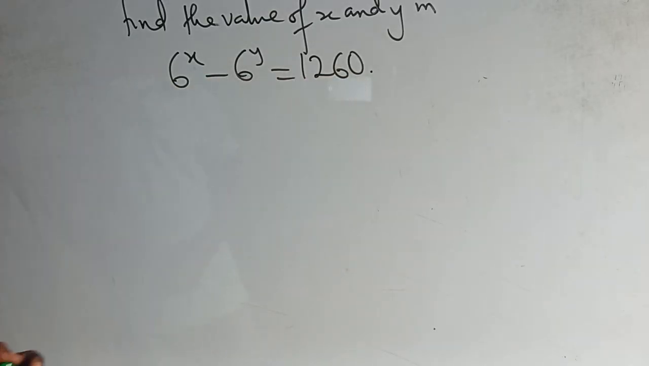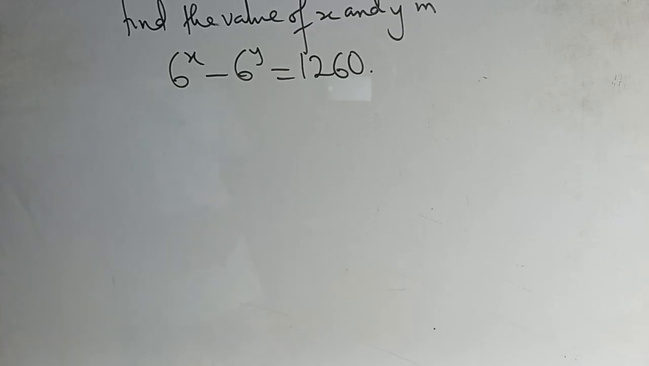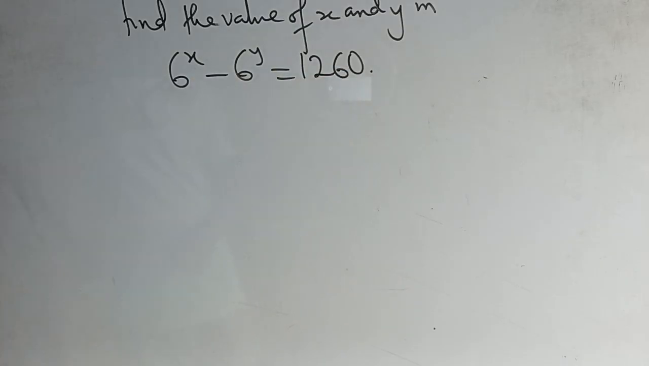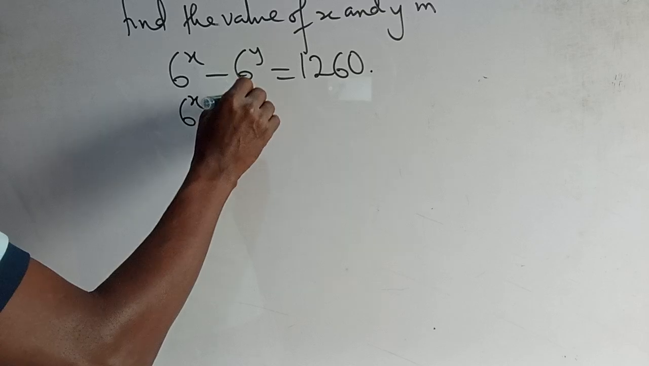But here we have 1,260. So if you look at it holistically, it's a very simple problem. It's not difficult at all. You just have to take your time. How do we go about this? Now, definitely we need to find the factors of 1,260 for us to make headway. So that means 6 raised to x minus 6 raised to y.